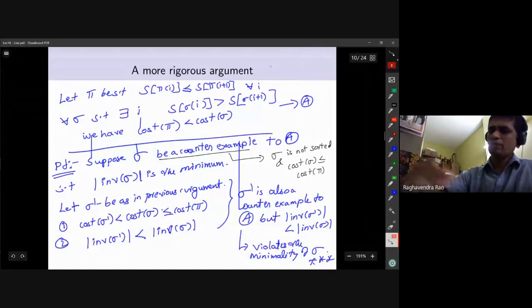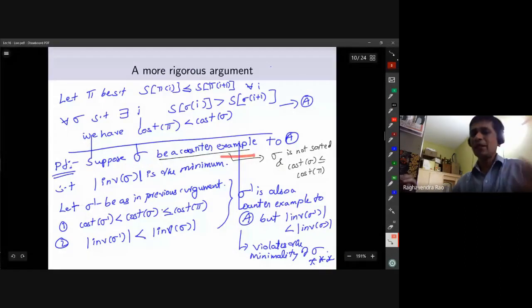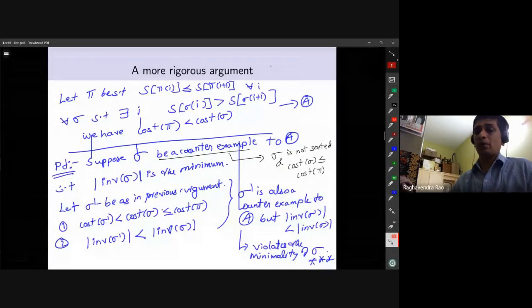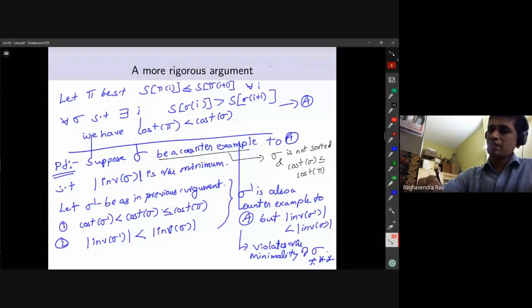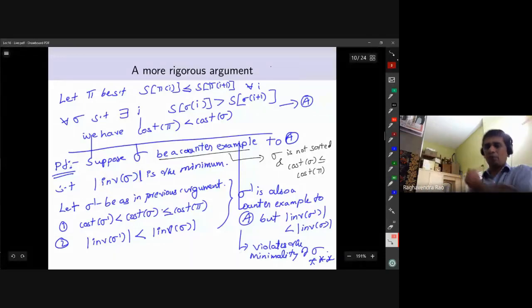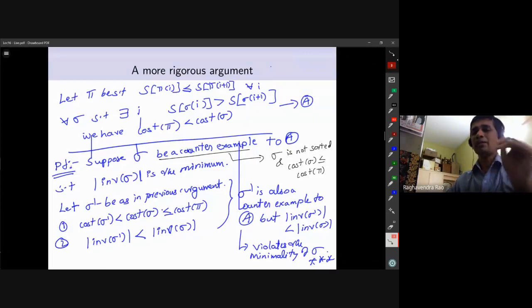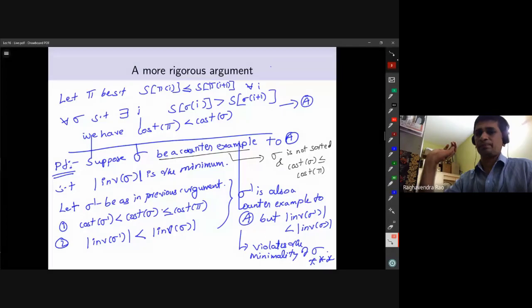How did we do? So we assumed that the statement was wrong. That means there is a counterexample. The only thing that we did is we took a minimum counterexample. Why can we take that? Because the number of inversions is a finite number, right? It's a number from 1 to n choose 2. So we have just assumed that any subset of natural numbers has a minimum. Okay, so you might have heard of this, right? This is the well ordering principle. So the only thing that we have used is the well ordering principle.